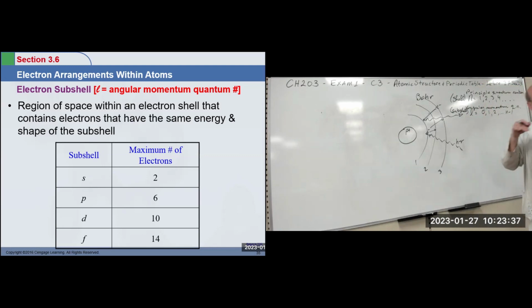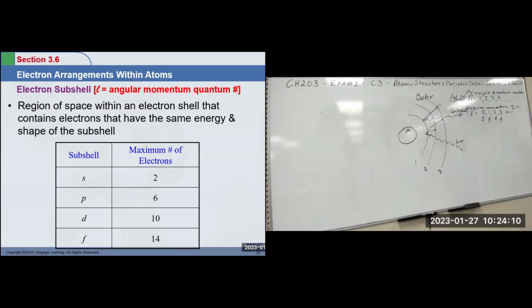But when we start to build an atom with these numbers, it gets kind of messy if you only have numbers to look at. So we keep the numbers here, but we give these letters. If we have a subshell with L equals 0, we call that an S subshell. An L of 1, we call a P subshell. An L of 2, we call a D subshell. And if we have an L of 3, we call it an F subshell.